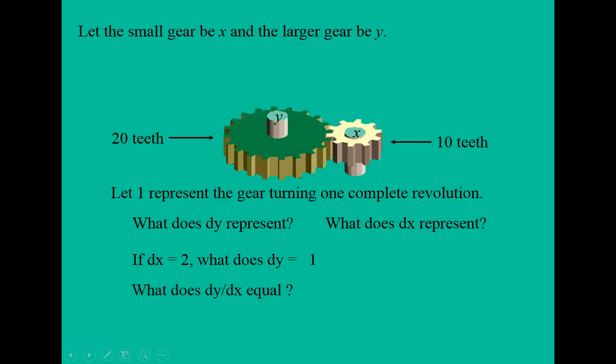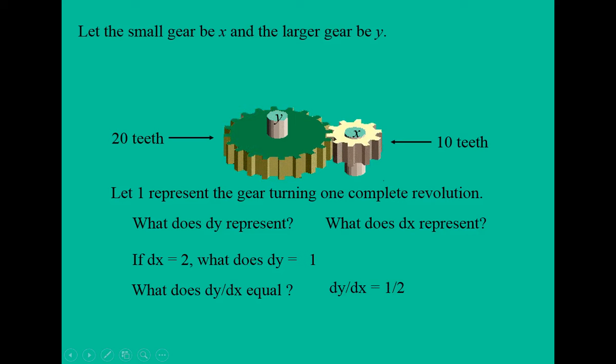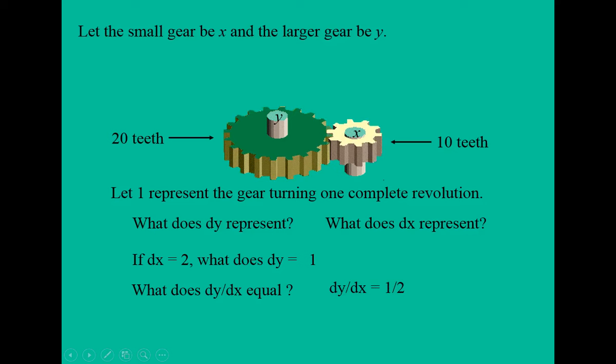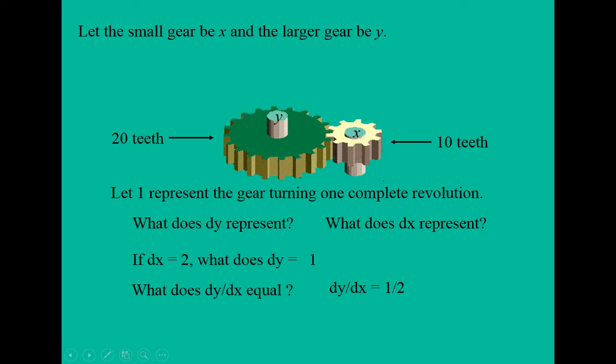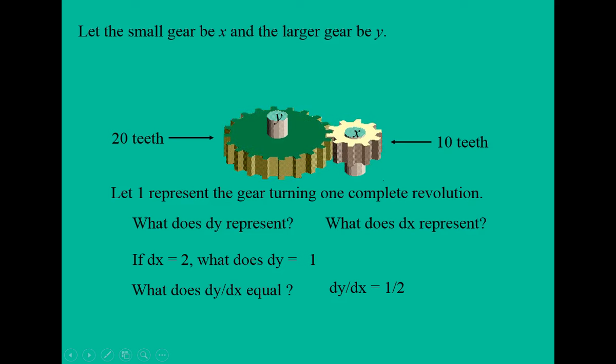What would dy/dx equal? That's the change in y with respect to change in x. Well, we saw that dy equals 1, dx equals 2, so it would just be 1/2. This is an example of what we've been doing so far up to this point. This does not represent a composite function. Let's take a look at some gears that would represent a composite function.